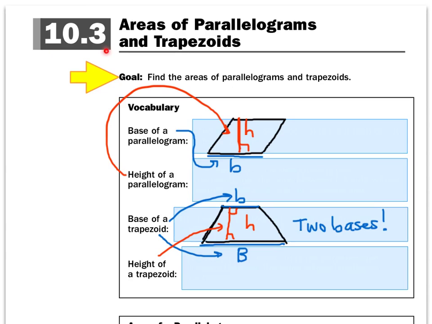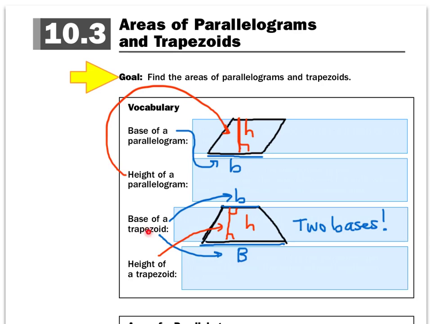Hello you guys, let's talk about 10.3 areas of parallelograms and trapezoids. So, the base of a parallelogram, remember I use blue to show the base. The height of a parallelogram has to touch the base at a right angle.